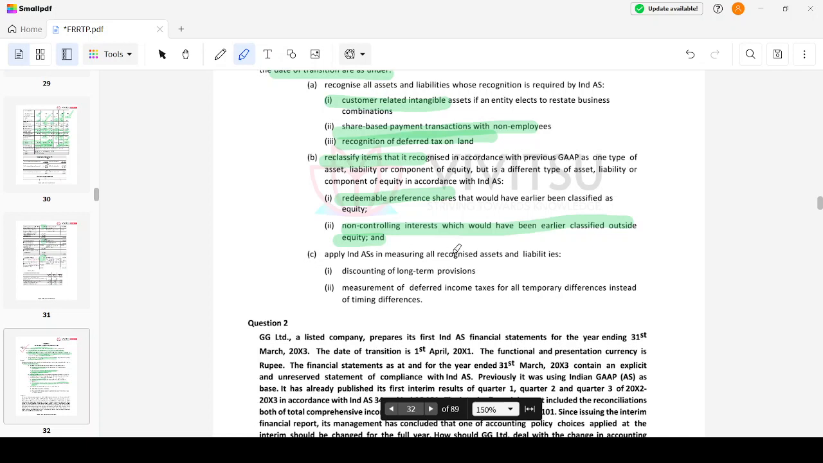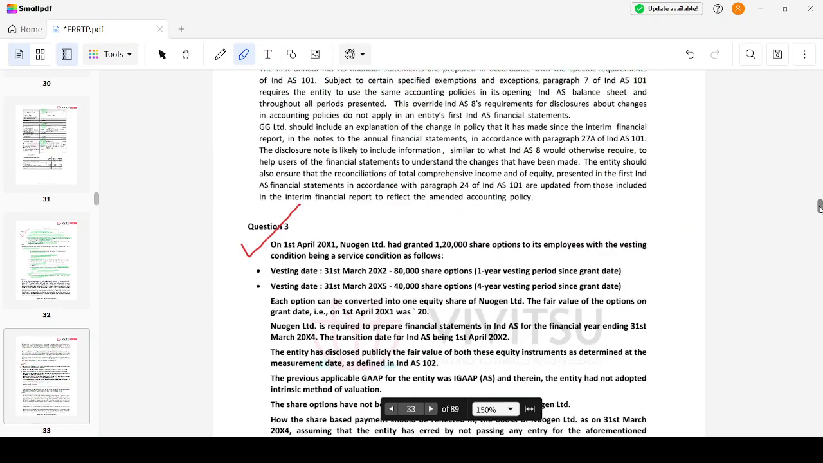Now, apply Ind AS in measuring all recognized assets and liabilities: discounting of long-term provision. We were not discounting earlier, right? Even if it is payable after 10 years, I was showing the same amount now. That is now discounted. Measurement of deferred income taxes over all temporary differences instead of timing differences. Earlier we were doing it for timing differences, but now we have to do it for all temporary differences. Okay, let's move on.